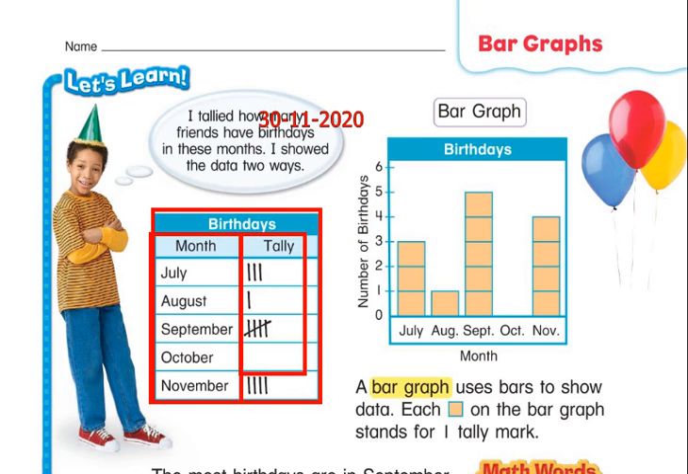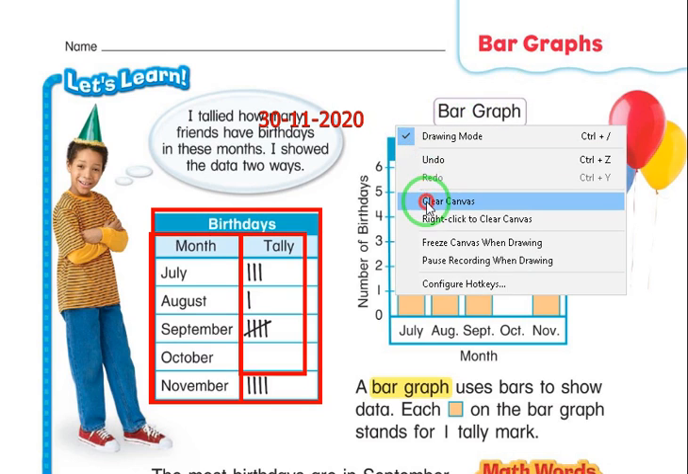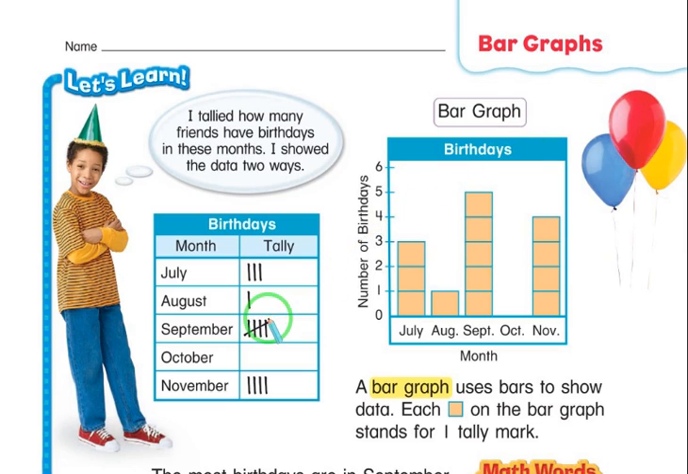Okay. Now let's check the next way, which is the bar graph. How many birthdays were there in July? We have three birthdays in July, one birthday in August, 5 in September, no birthdays in October, and 4 birthdays in November. Now let's check the bar graph. Both of these tables or charts are giving the same information about birthdays.